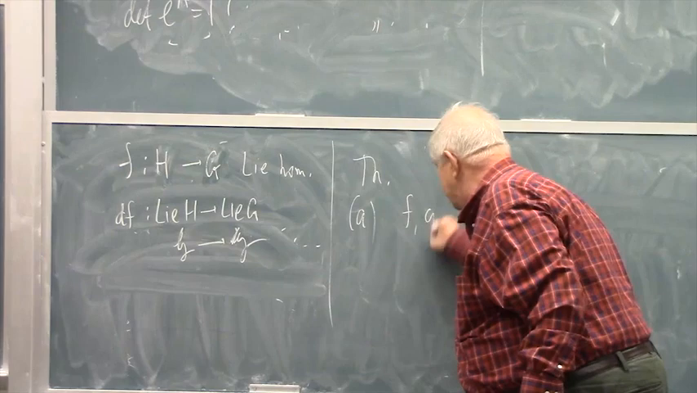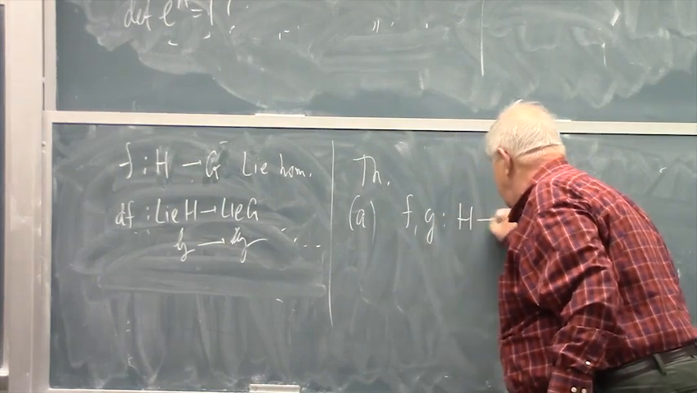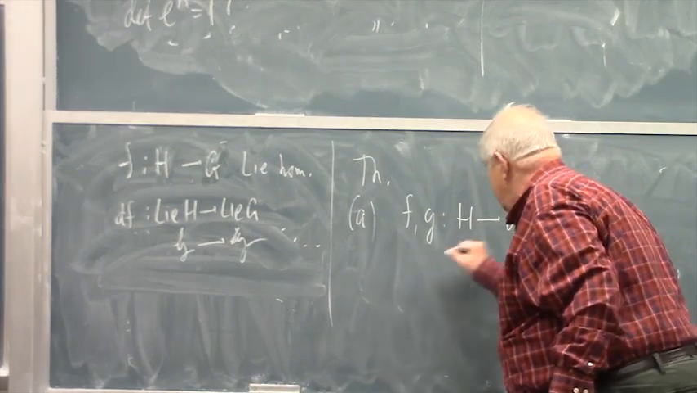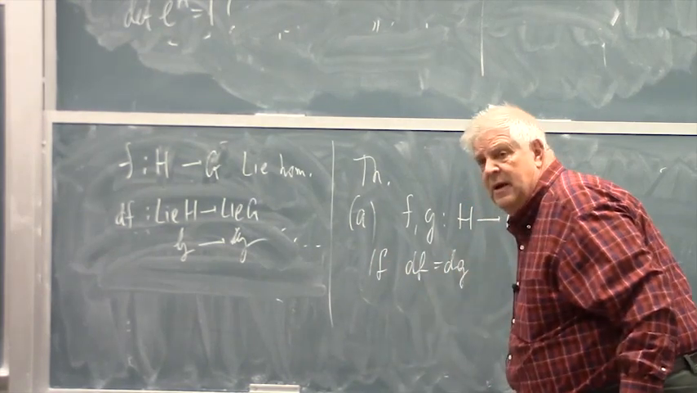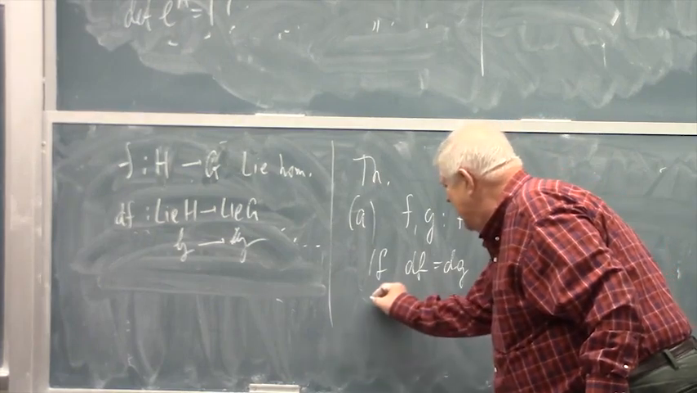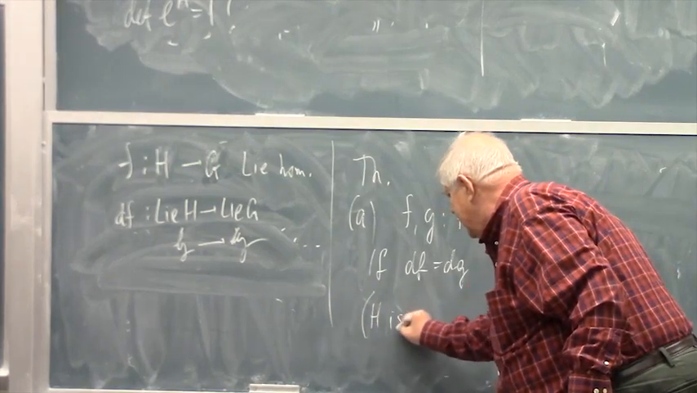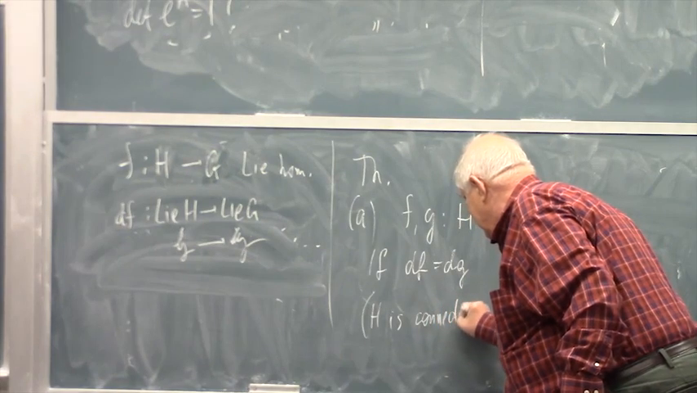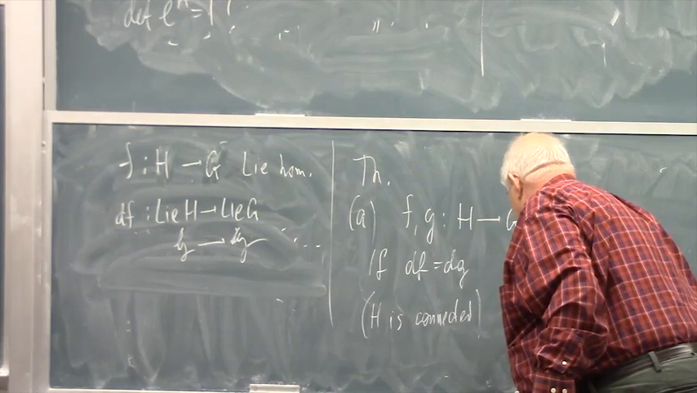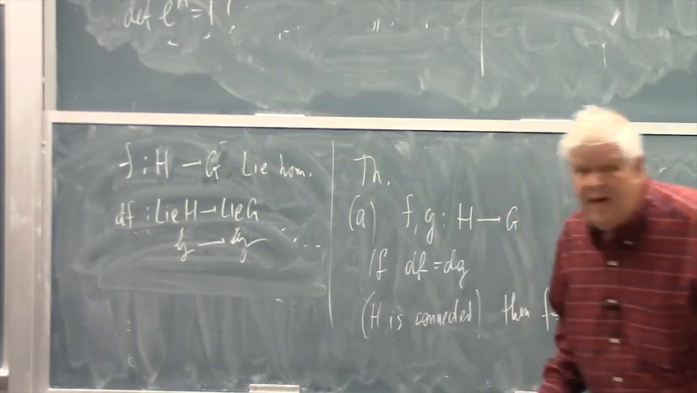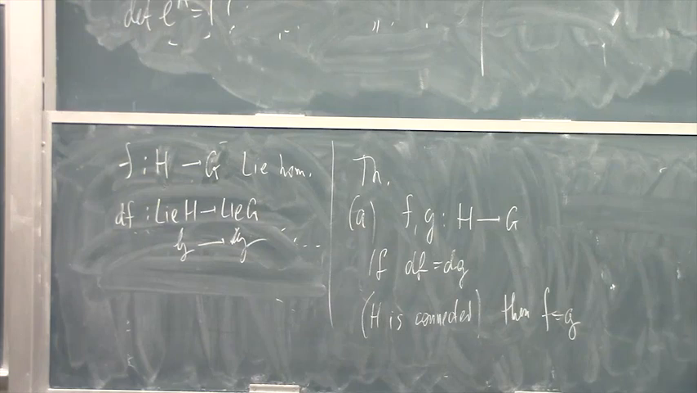If you have two homomorphisms, then I say, certainly for this purpose, I need to assume that H is connected. Then F is equal to G. So a homomorphism between Lie groups is determined completely by its differential, by the corresponding homomorphism of Lie algebras.